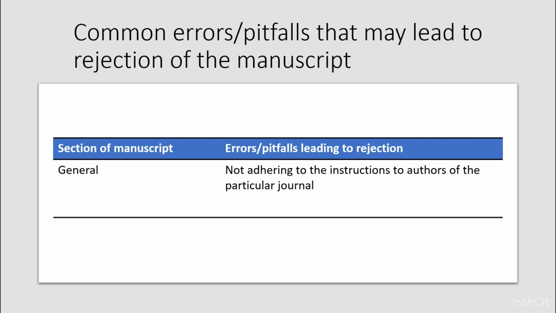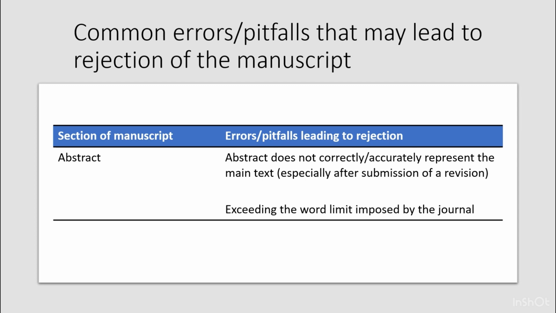Now, moving to the abstract section, I think the pitfall of the abstract not correctly or accurately representing the main text, especially after submission of a revision, pertains to issues related to the abstract of the manuscript, particularly when the abstract fails to effectively summarize the content of the main text. This issue can lead to rejection of a manuscript for several reasons.